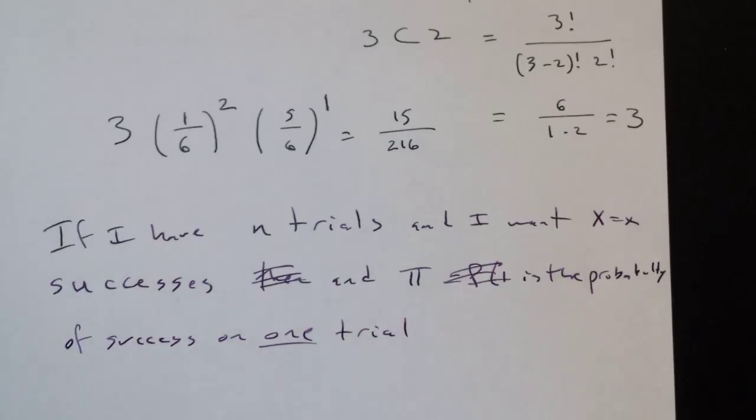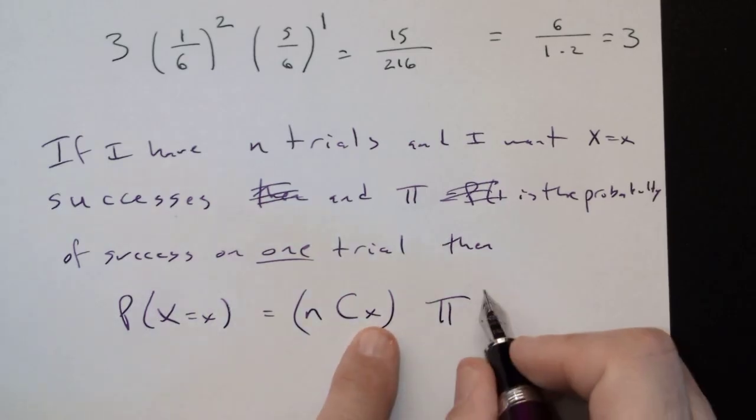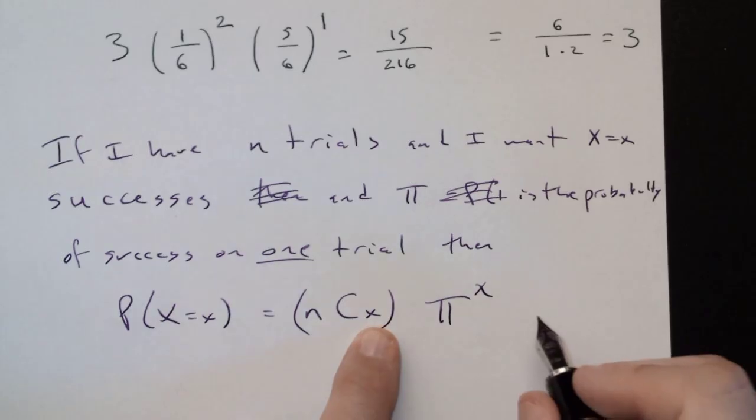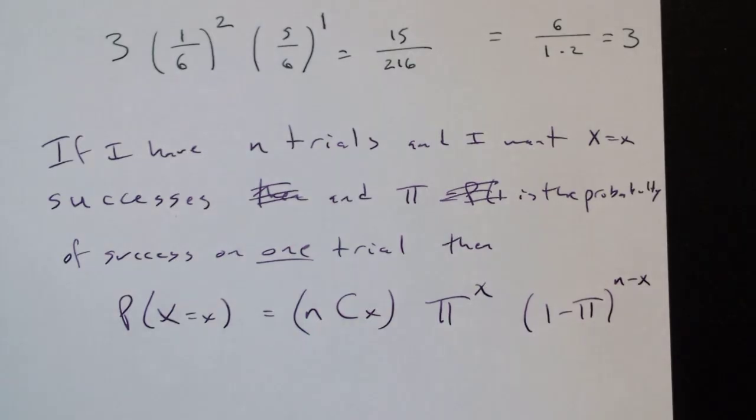Let's use the same variables. I will have n trials. I want x successes, little x, some number. And pi is the chance of success on one trial. Then the chance is n choose x times the chance of success raised to the number of successes I want. And then multiply by the chance of failing raised to the power of the number of failures I want.